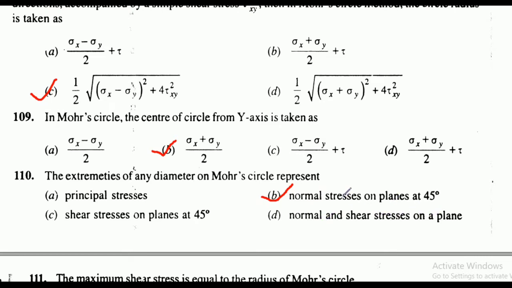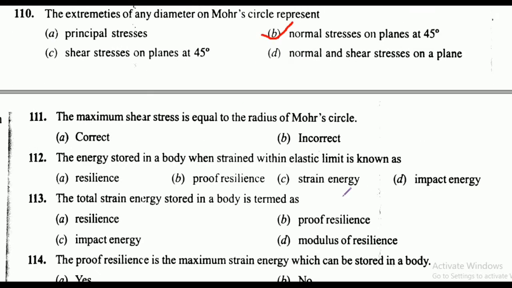Now next is here the maximum shear stress is equal to the radius of Mohr circle. Is it correct or incorrect? So here it is correct. So option A is the correct answer.